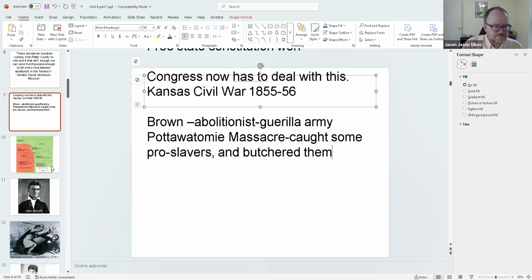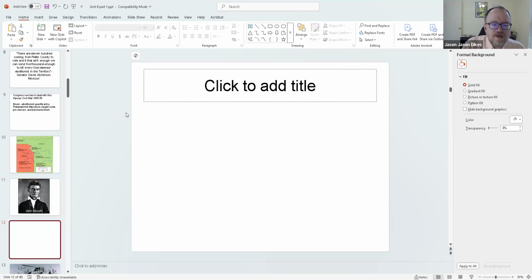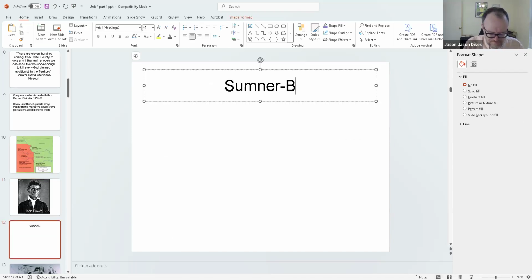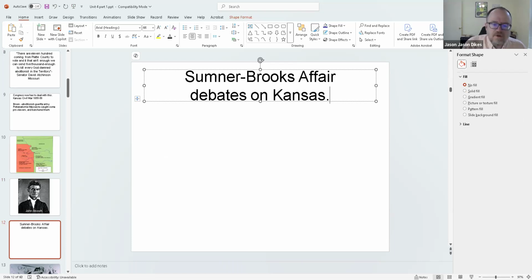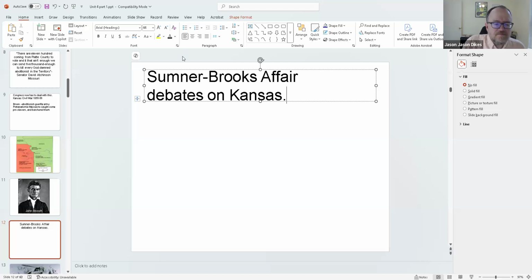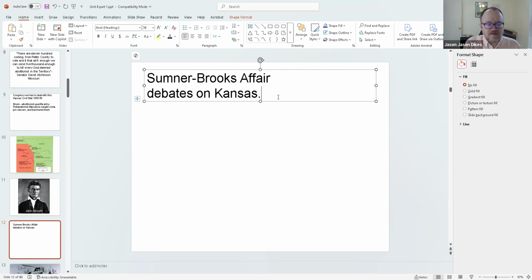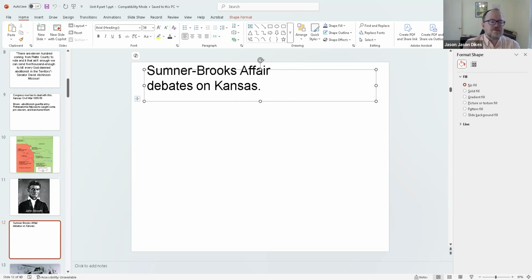Meanwhile, in Congress, the battle over Kansas will lead to the Sumner Brooks affair. There was intense debate in Congress about Kansas. Both sides, both the slavery states and the free states, were blaming each other for what was going on in Kansas. Very fiery speeches were being given in Congress about who was at fault.